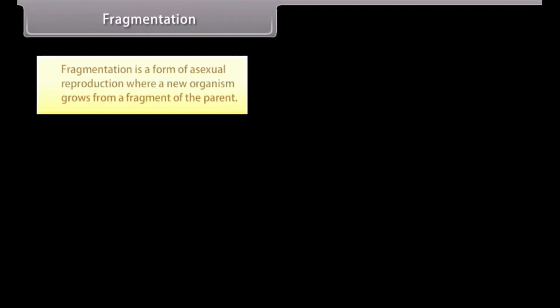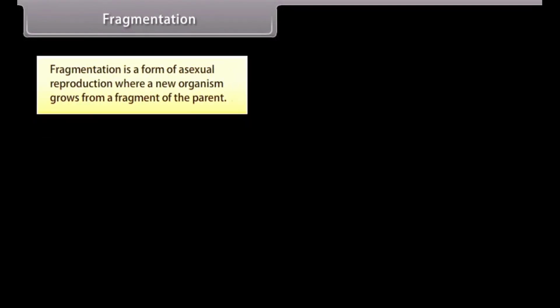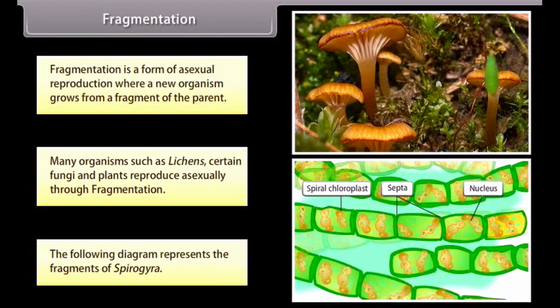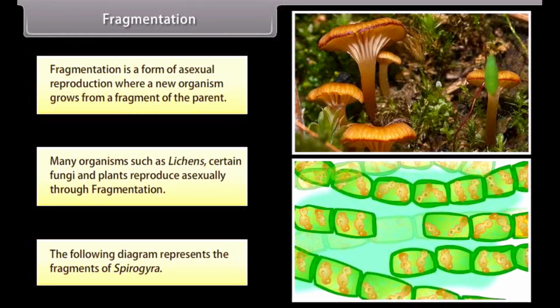Fragmentation. Fragmentation is a form of asexual reproduction where a new organism grows from a fragment of the parent. Many organisms such as lichens, certain fungi and plants reproduce asexually through fragmentation. The following diagram represents the fragments of Spirogyra.